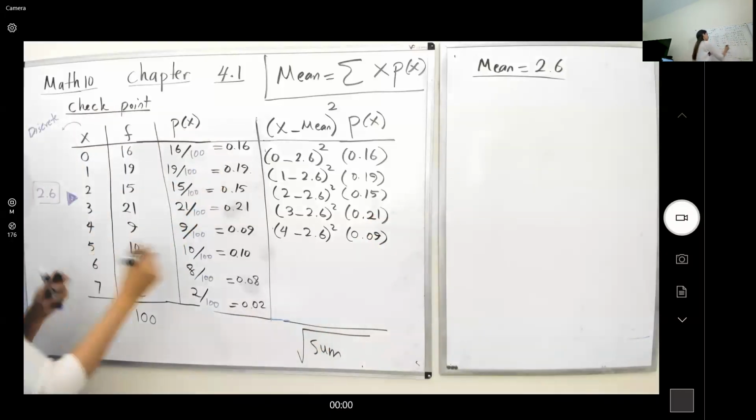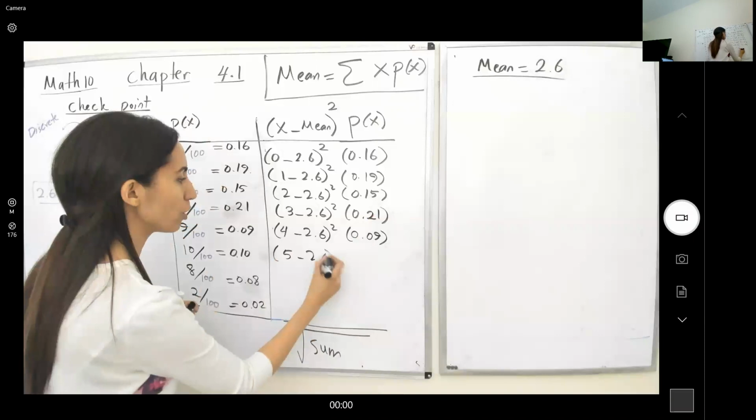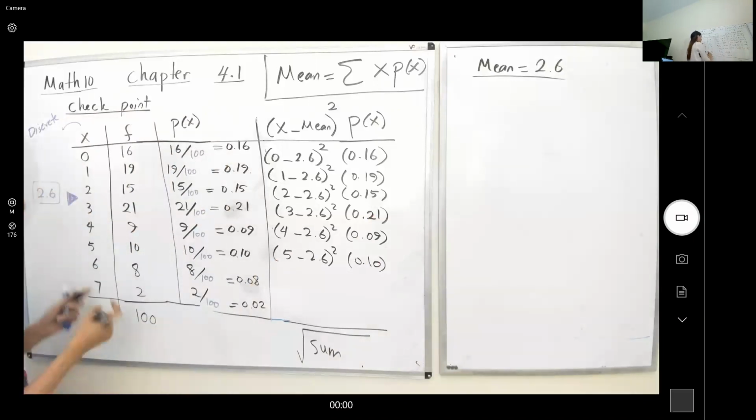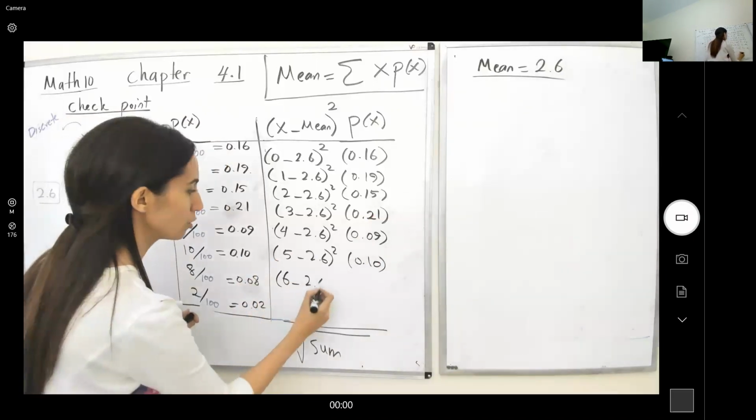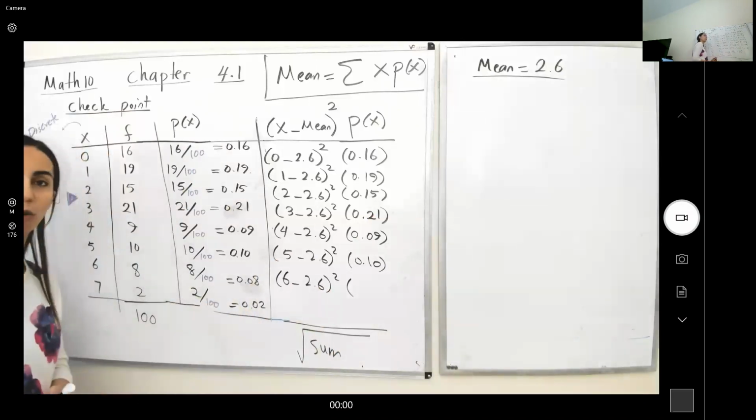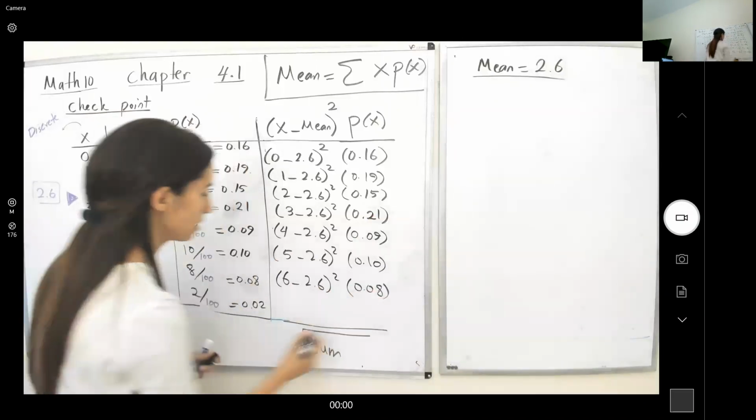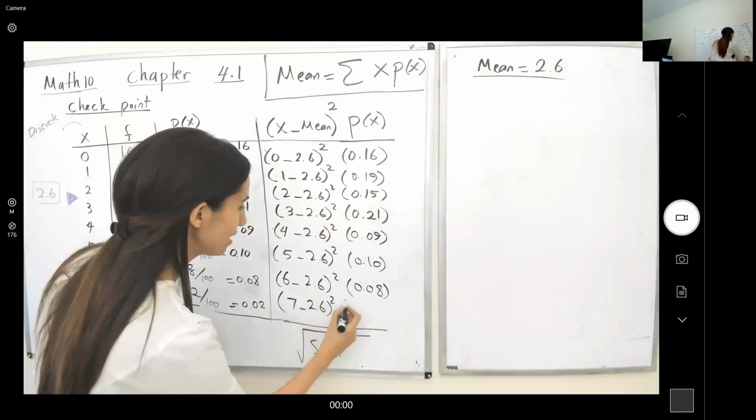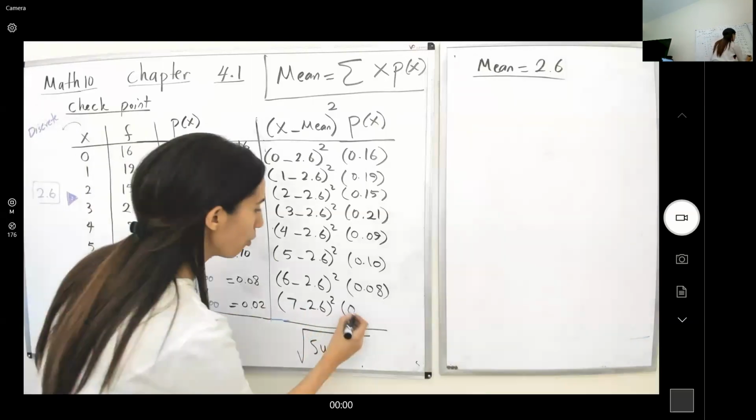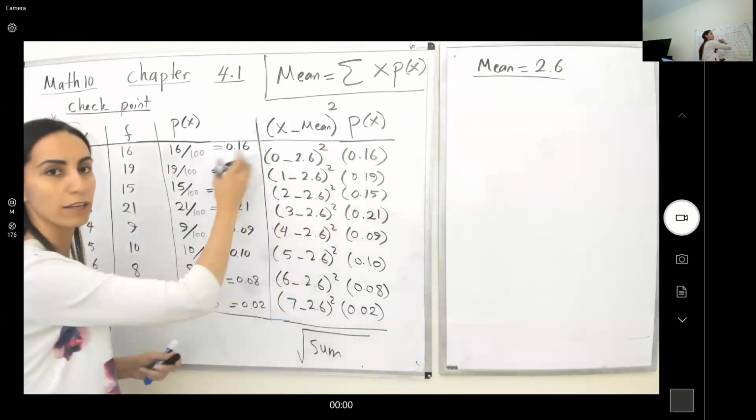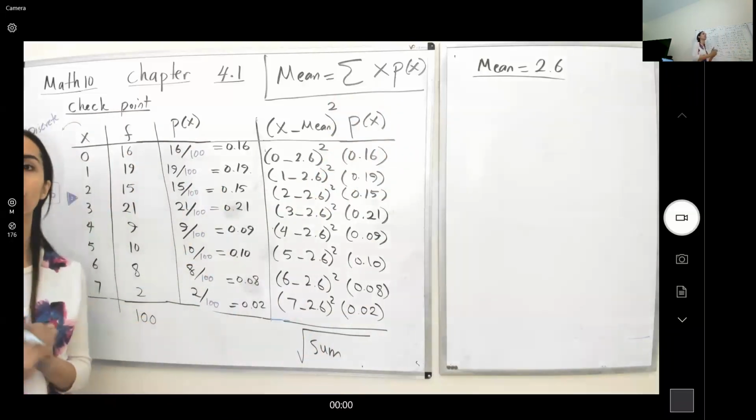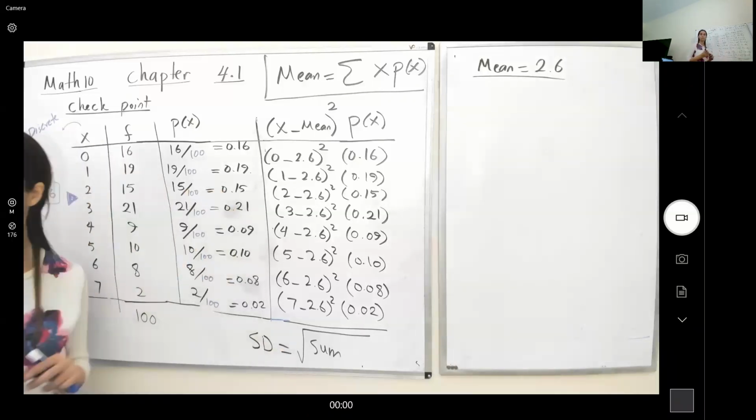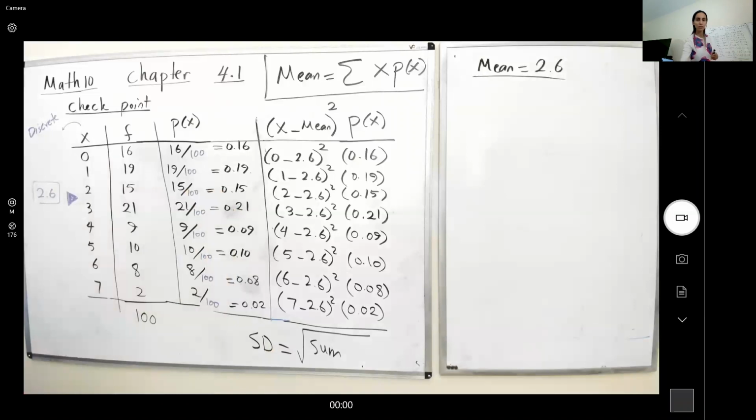My next x is equal to 5. I have 5 minus 2.6 squared times probability, which is 10%, 0.10. And finally, I have 6 minus 2.6 squared times its probability, which is 0.08. And finally, my last x is equal to 7. 7 minus 2.6 squared times its probability, which is 0.02. After finding these numbers, you have to add them all together and take the square root to have your standard deviation. Okay, guys, take your time, calculate this for me.